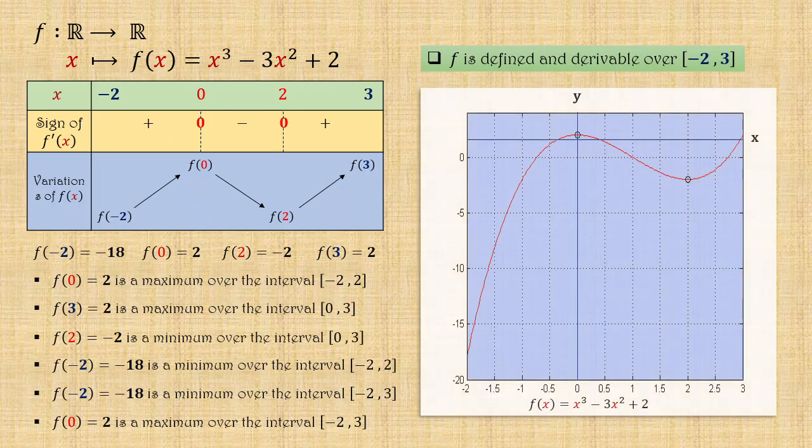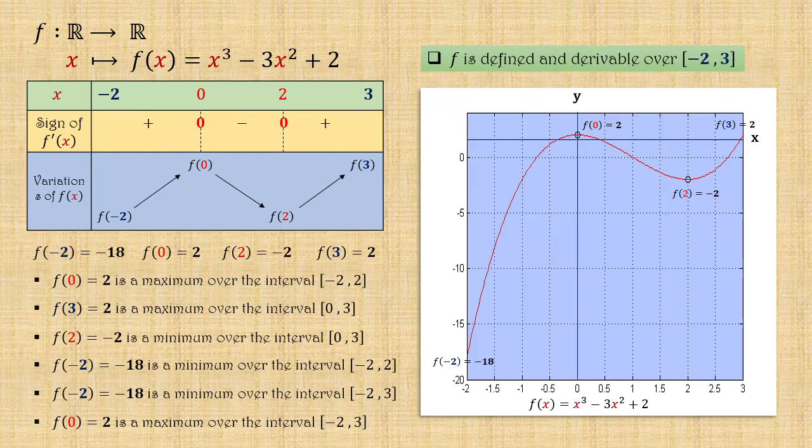Then, as our function f decreases along the interval 0 to 2, and then increases along the interval 2 to 3, then f of 2, that equals -2, is a minimum for the function f, within the interval 0 to 3. After that, as our function f increases along the interval -2 to 0, and then decreases along the interval 0 to 2, then f of -2, that equals -18, which is lesser than f of 2, is a minimum for the function f, within the interval -2 to 2.